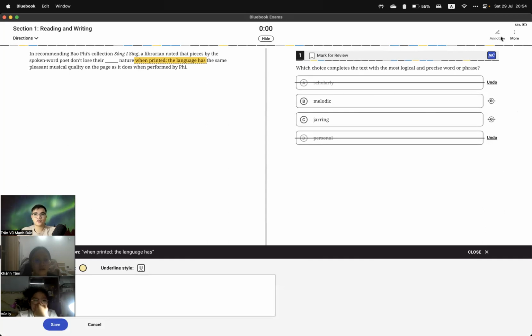This function just mimics pen and paper, but do not use it, because it will waste a bunch of time. And remember, time is money on the SAT.